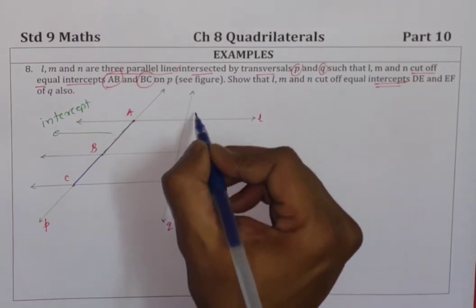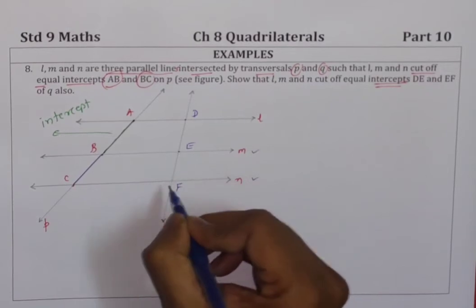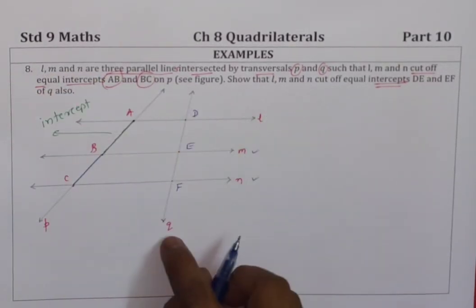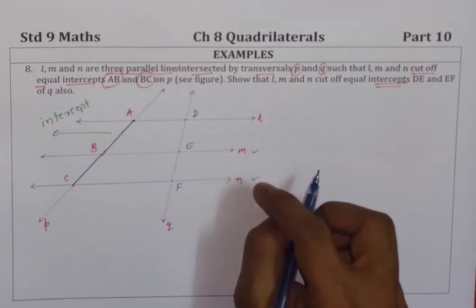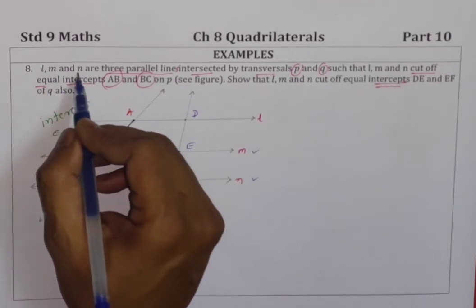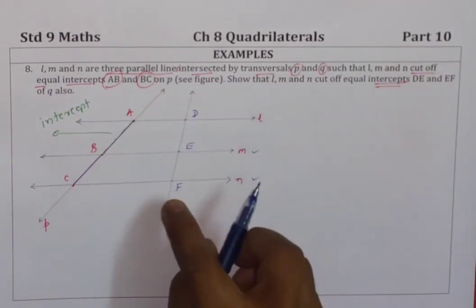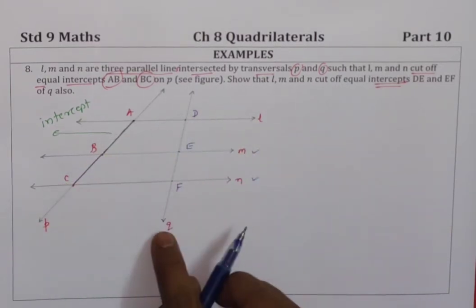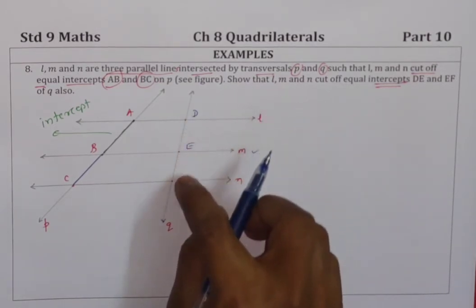Same way, here there are points D, E and F. These are the points of intersection. So DE is intercept made by line L and M on transversal Q, and EF is intercept made by lines M and N on transversal Q. Now, L, M and N are parallel lines intersected by transversal P and Q. P intersects L, M and N respectively in points A, B and C, and transversal Q intersects L, M and N respectively in points D, E and F.